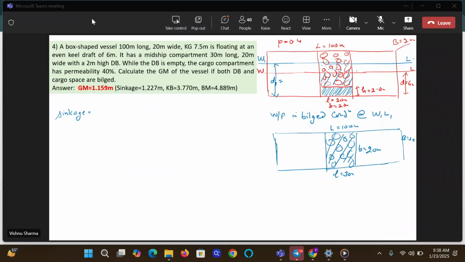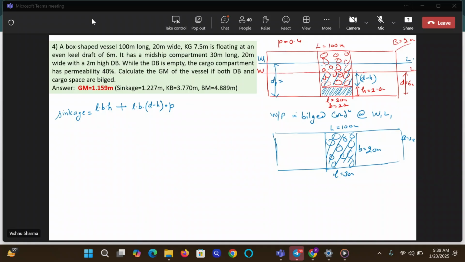There are two distinct portions. One is DB where 100% is lost, and other is cargo space in which partially it is lost. So what is the height of the cargo space up to the water line in the intact condition? This is B minus H, right? So the lost buoyancy in the way of the DB is LBH. This is what you have lost in the DB. Then how much have you lost in the cargo space? It is L into B, but the height of the cargo here where buoyancy is lost is this into permeability because it has some cargo.